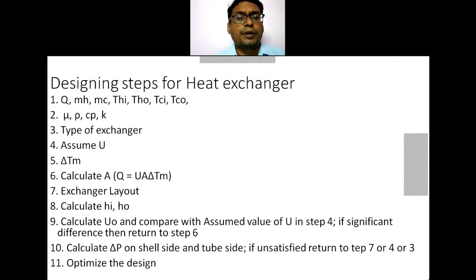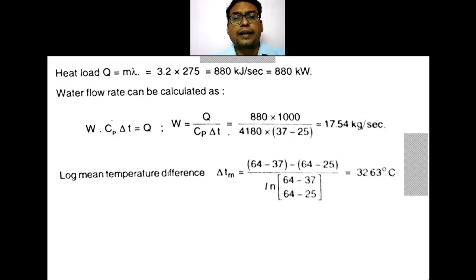Then one can calculate the log mean temperature difference, and after that the calculation of the area, the exchanger layout, the calculation of the individual heat transfer coefficient, then the calculation of the overall heat transfer coefficient and pressure drop, and finally the optimization that is to be done. So one by one we will look at this numerical. So, heat load: this is the condensation numerical.